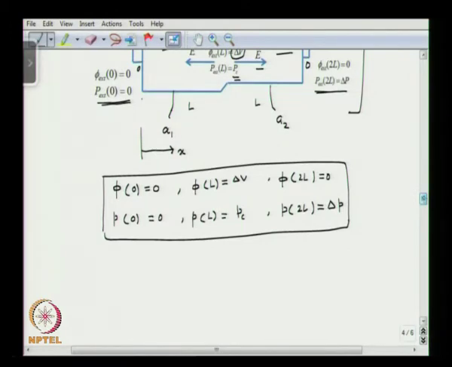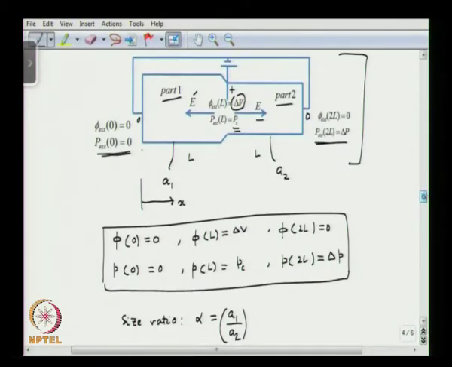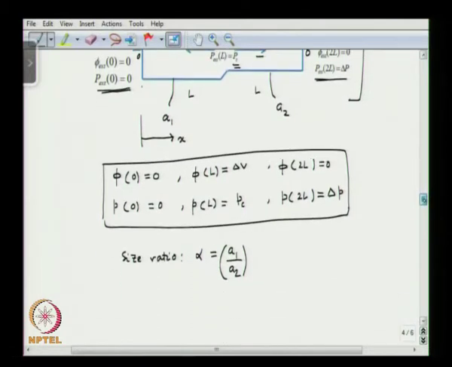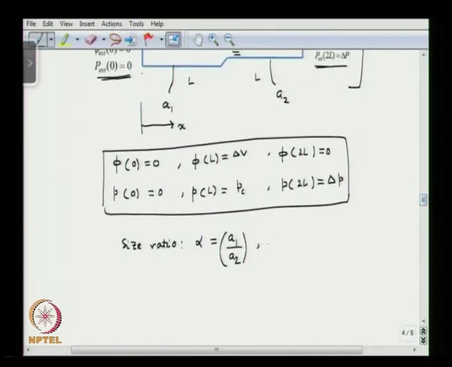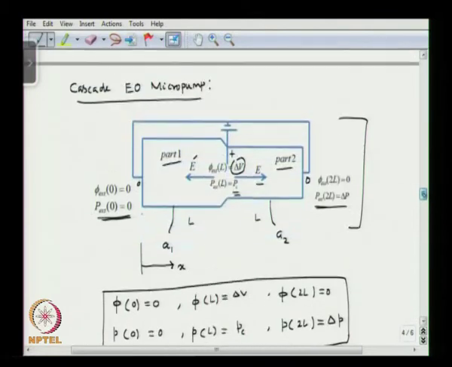So we can define something called a size ratio, which is alpha, and this is A1 over A2, okay. The size of the channel in part 1 divided by the size of the channel in part 2 is called size ratio. So you can define a parameter R hydraulic star, which is 8 eta L divided by pi A2 to the power 4. So let us consider part 2 as the reference channel, okay.